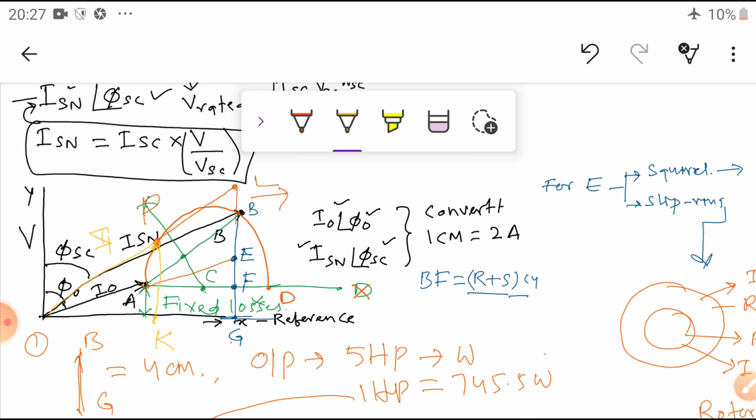From P to K, I drew the line parallel with the voltage. This is a very, very important line. From this, you are going to do all the remaining things. So what is happening here? From P, the output line, what is the output line? AB is the output line.